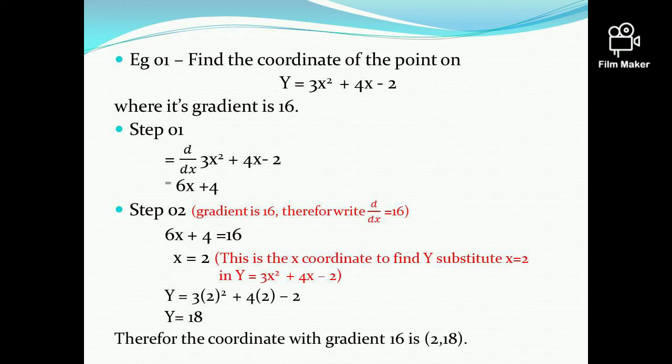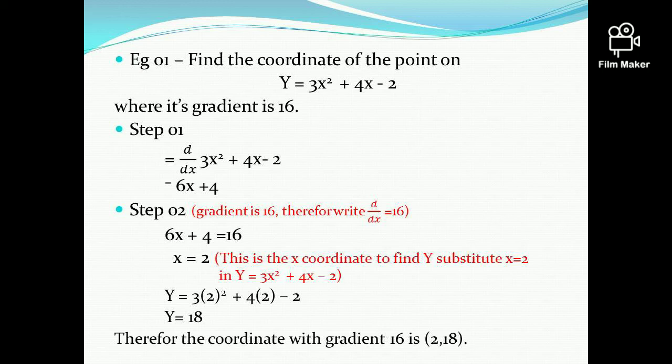Step 1. Initially you have to differentiate. If you differentiate 3x squared plus 4x minus 2, you will receive the answer 6x plus 4. Step 2 is to equate that first differentiation answer to 16. That means 6x plus 4 equals 16, you will receive the answer x equals 2. That means the x coordinate of the point with gradient 16 is 2.